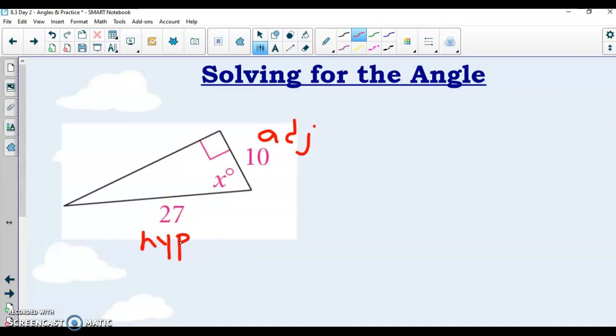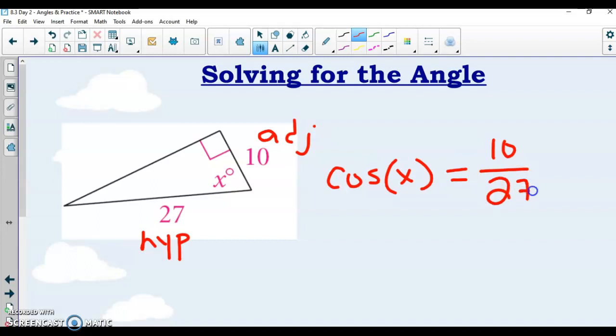Okay, so now we go back to our trig functions, or the phrase SOHCAHTOA, and we ask ourselves which trig function uses the adjacent leg and the hypotenuse, and that's going to be cosine. So here we're going to set up this example by saying cosine of x, or cosine of the angle we're trying to solve for, is going to equal adjacent leg, which in this example is 10, over the hypotenuse, which in this example is 27.